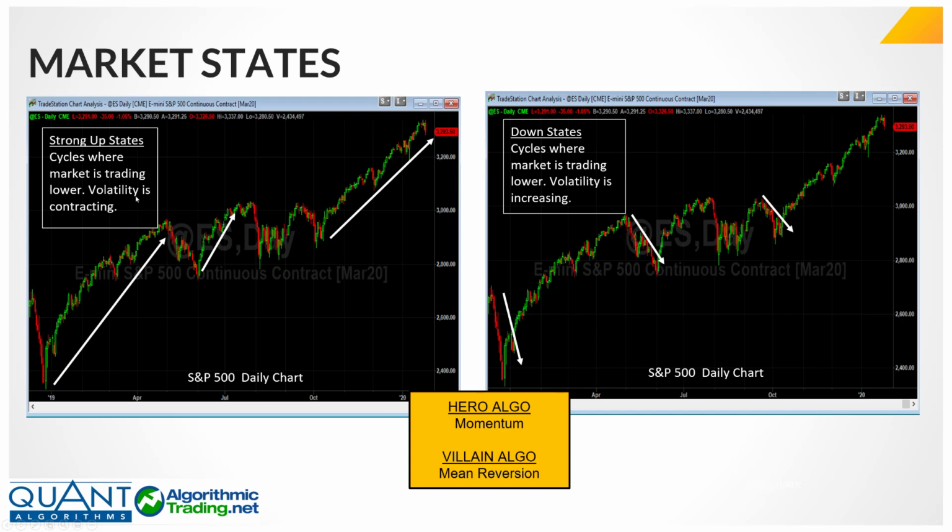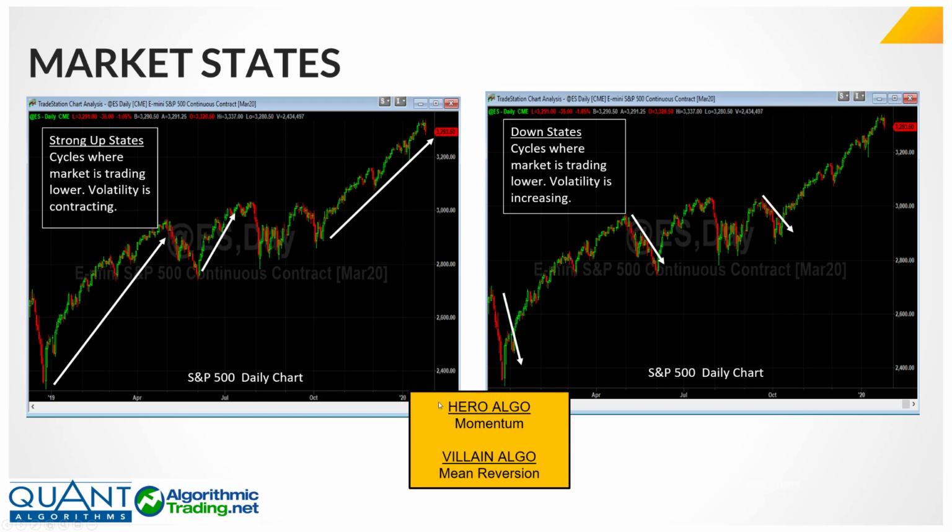Volatility will probably be contracting as opposed to expanding. Notice the volatility would have been higher back here, and up here it started contracting quite a bit. Now, just like you have these up states, you also have these down states, cycles where the market is trading lower. And notice how volatility is probably going to be increasing in these examples, although as it hits the bottom, it might not be. My point is just to show you that there's certain characteristics the market has depending on the state that we're looking at.